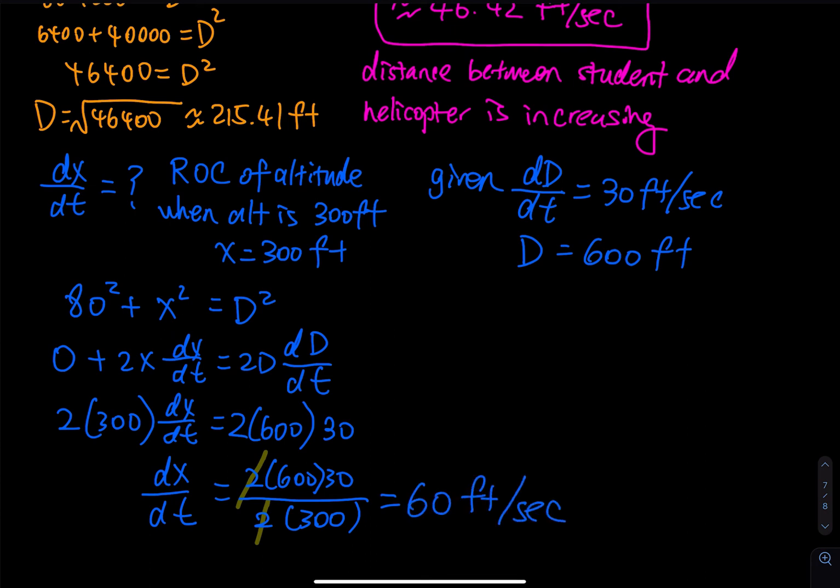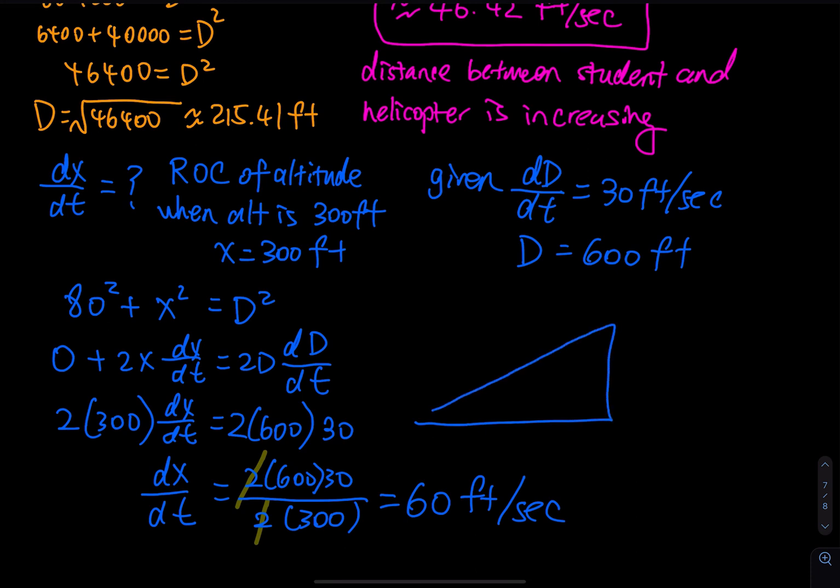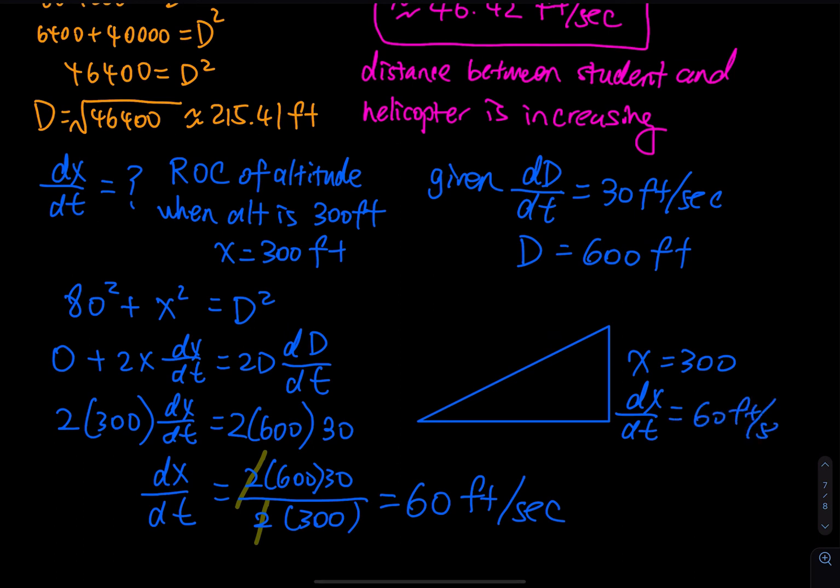So what does x stand for? If you have your right triangle, this is x, right? So when x is equal to 300, the rate of change with respect to time is equal to 60 feet per second. That means the helicopter is going up at 60 feet per second. That means the altitude is changing at 60 feet per second. So this x is getting longer and longer, or you can say higher and higher. All right, so that is the end of this problem.